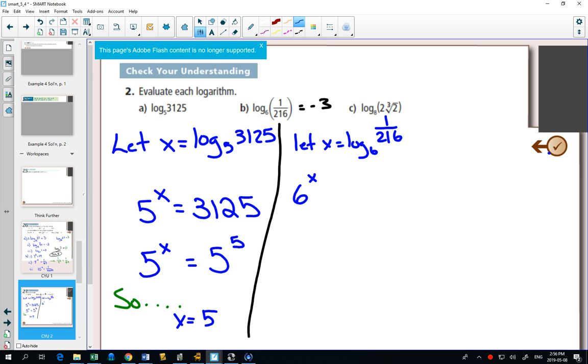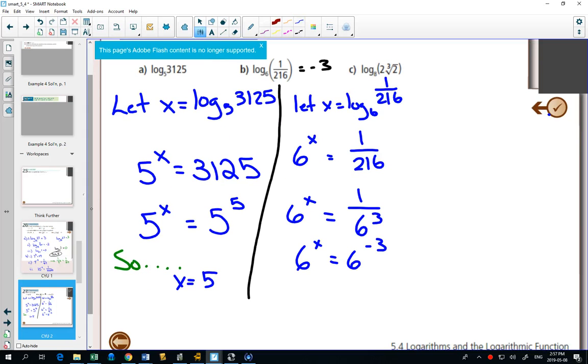Change it to exponential form. The base is 6, the exponent is x, equals 1 over 216. Look on your powers chart. Are 6 and 216 in the same column? Yes, they are. I can change 216 to 6 to the 3, then use my negative exponent rule to say 1 over 6 to the 3 is the same as 6 to the negative 3. So x would have to equal negative 3.